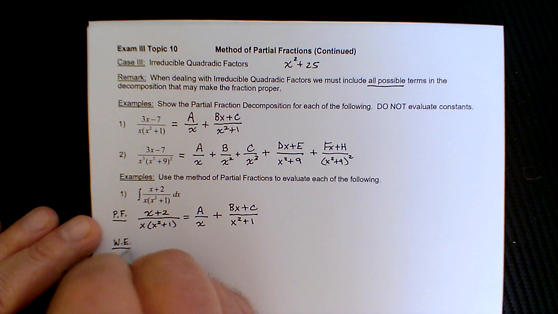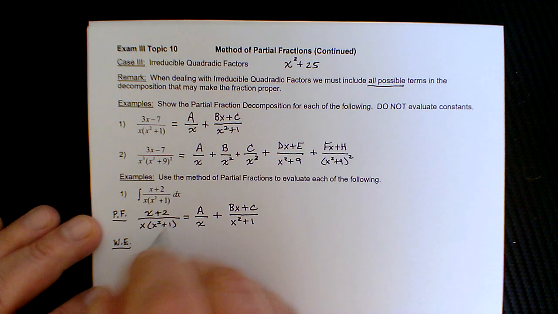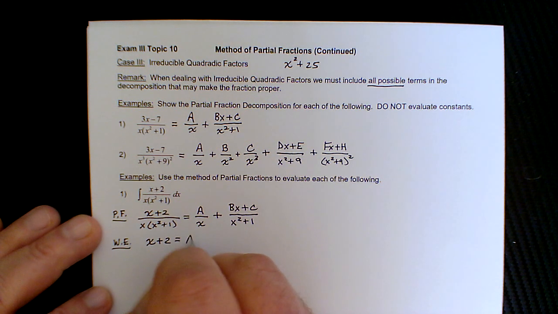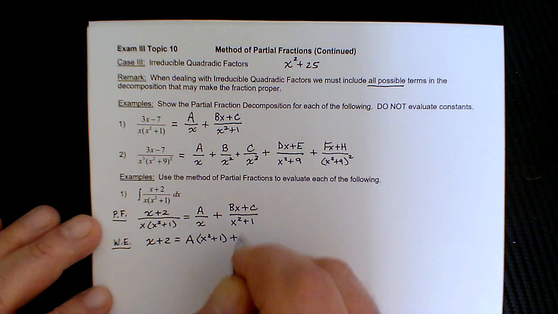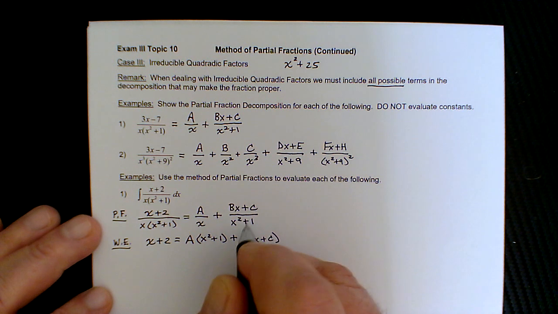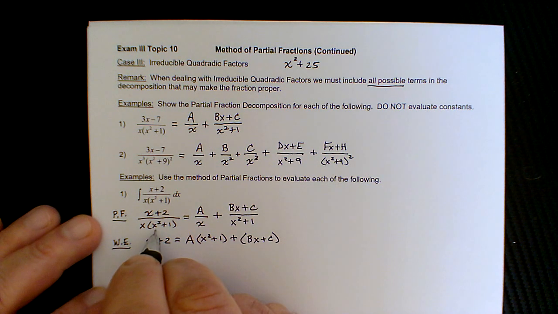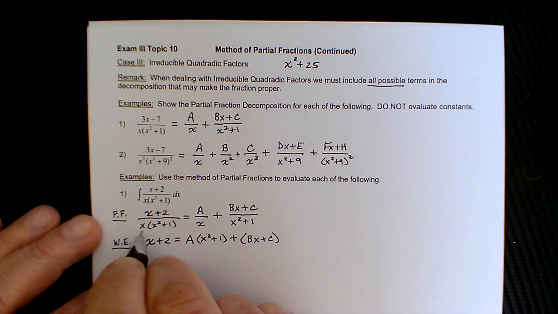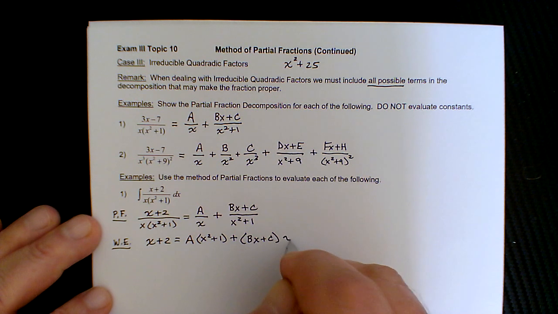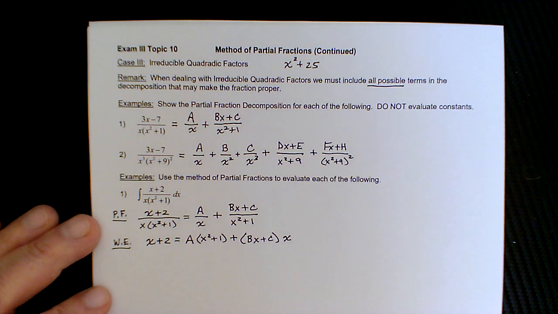We continue as normal and create the working equation. We're multiplying by the least common denominator, which is the denominator on the left. And so on the left, we just get the numerator, x plus 2. When we multiply a over x by that denominator, the x's cancel, and we're left with a times the quantity x squared plus 1. Here's something important: this bx plus c is a binomial quantity, so you have to put parentheses around that. And then multiplying that fraction by this denominator, the x squared plus 1's cancel, so we're just left with x. But again, parentheses are imperative here.